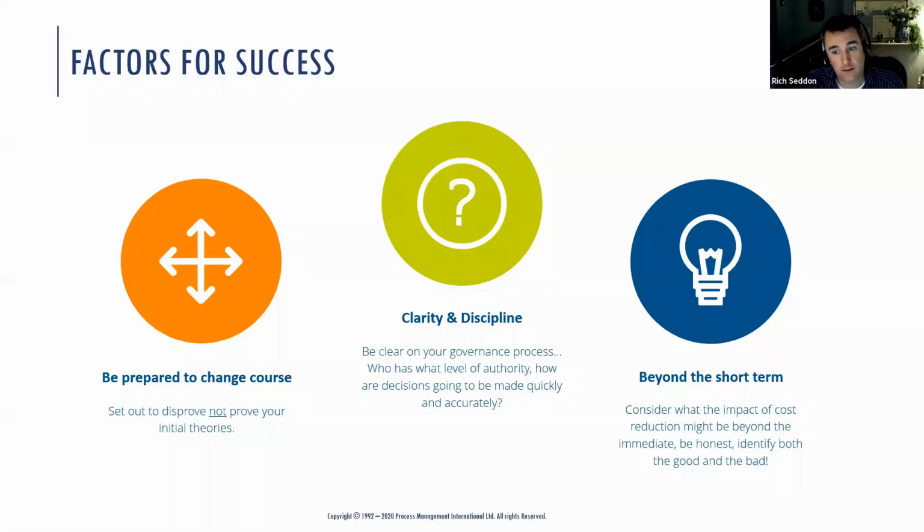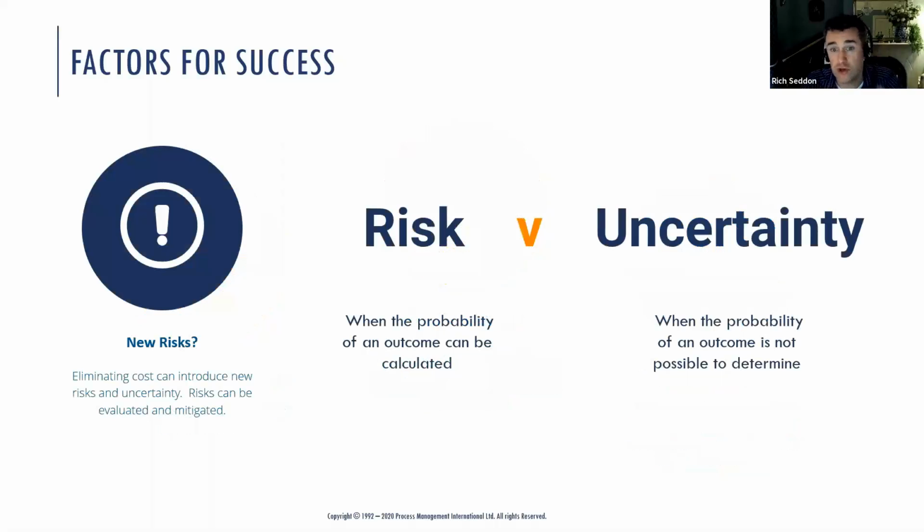But seeing beyond the short term is critical if these things are going to be sustainable and you're not going to cause rework within your organization later on. So consider the wider impact of what the cost reduction might be, and be honest. Identify both the good and the bad, because once you've got the picture of those two, you can consider the new risks that are introduced into your processes.